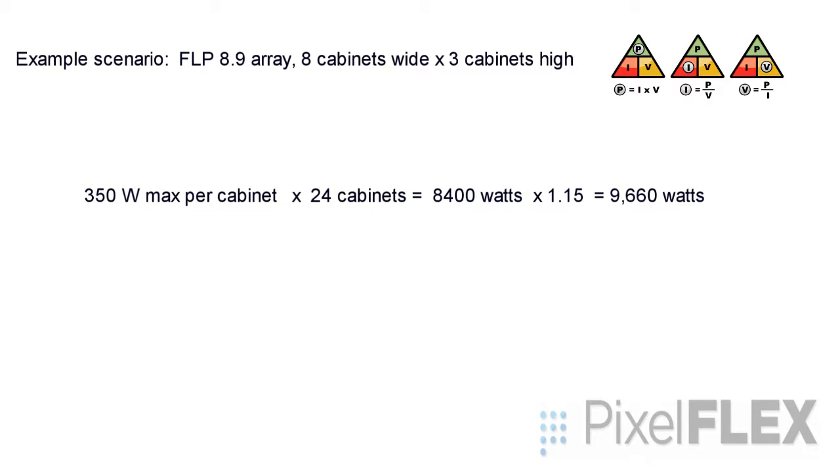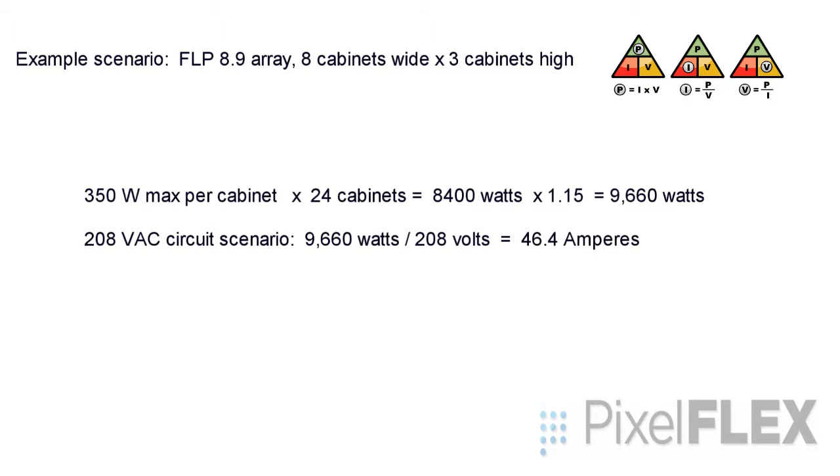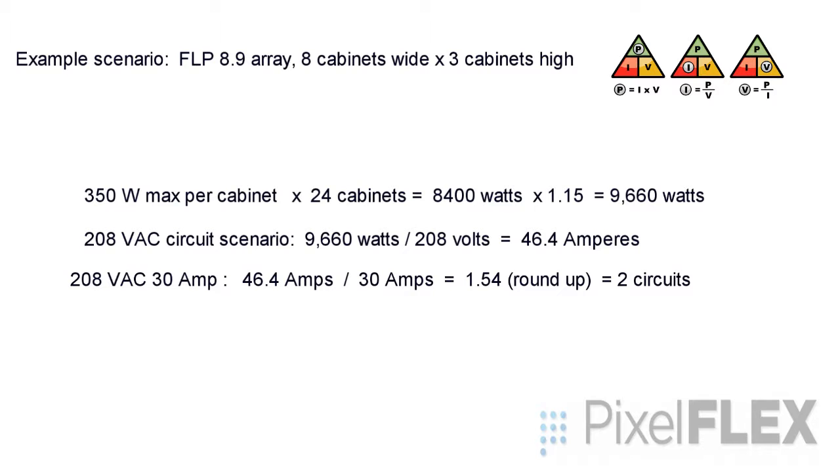To give one more example, if your scenario allows 208 volt AC, your current requirement lowers to 46.4 amps. And if you have 30 amp 208 volt AC circuits, your total circuit count is now 2.